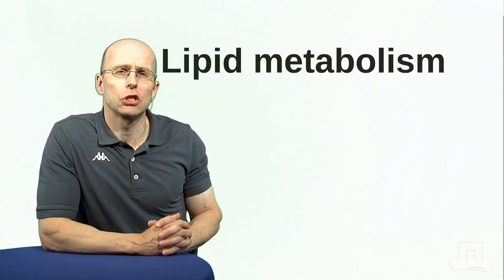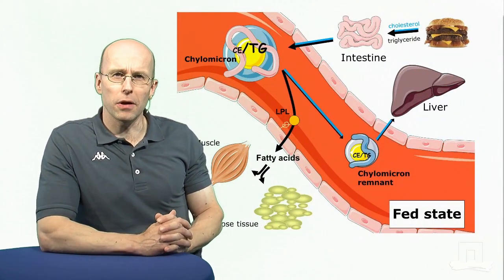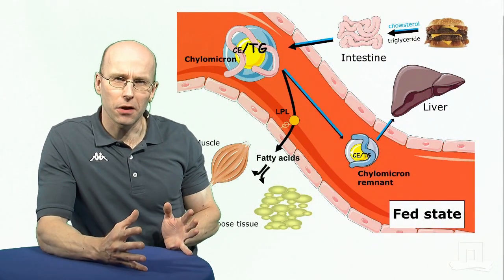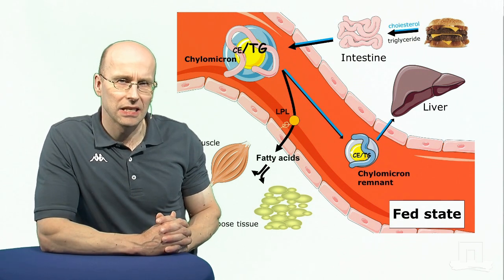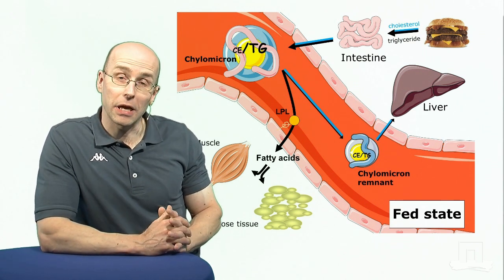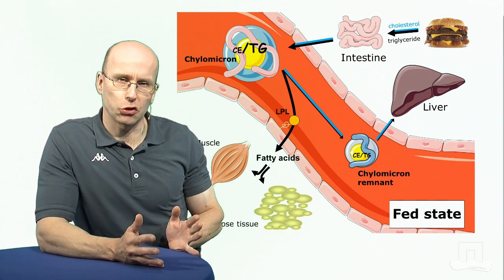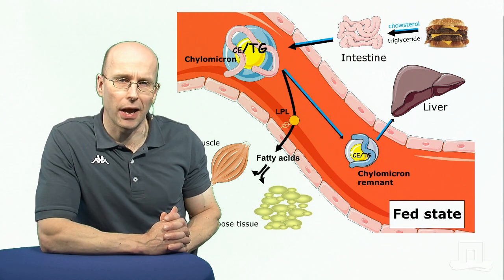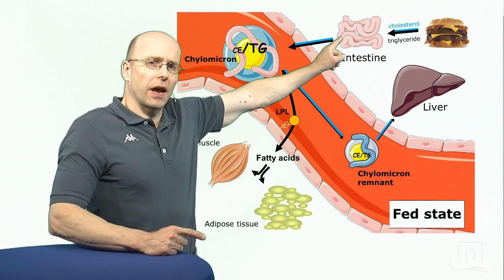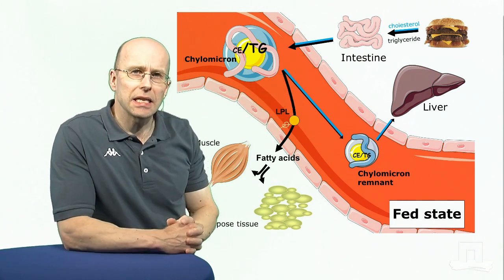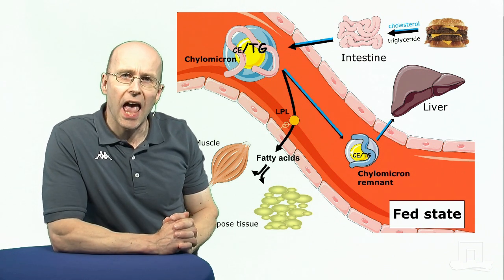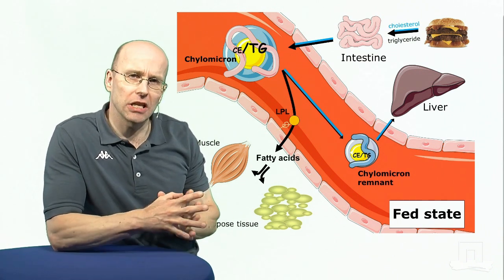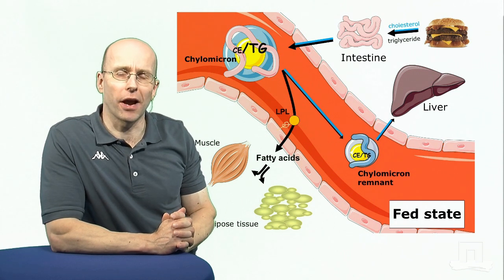Let's start out with consuming a hamburger. Now we know that hamburgers, as are many other foods, contain lots of fat. And when I say fat, I mean triglycerides and cholesterol. But let's first track the fate of dietary triglycerides. Now it all starts right there in the intestine. In the intestine, dietary fat is digested and processed. It is packaged into particles called chylomicrons.